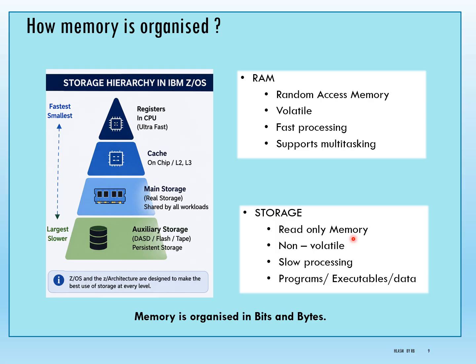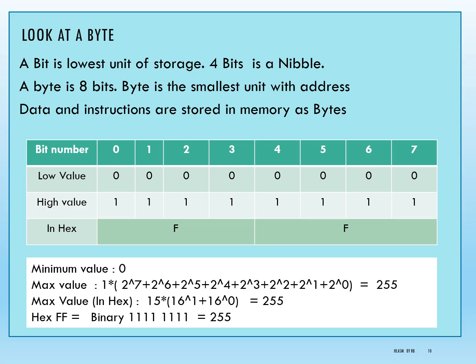At this point, let me introduce this simple statement which you all know: memory is organized in bits, and 8 bits is 1 byte. Now let us start getting into those low level details. So let's look at a byte. What is a byte? A byte is 8 bits. A bit is the lowest unit of storage. It can be 0 or it could be 1. Sometimes we call 4 bits a nibble, and 8 bits is 1 byte.